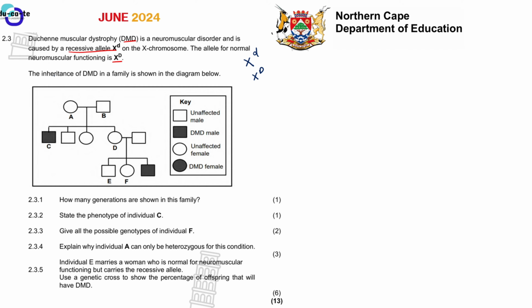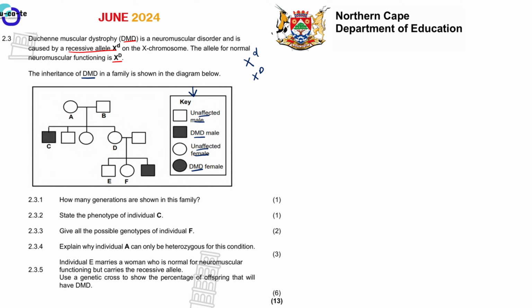So now it says the inheritance of DMD in a family is shown in the diagram below. So here is your key to study. When the circle is empty, then it's an unaffected female. When the square is empty, it's an unaffected male. When the square is shaded, it's a DMD male, a male with Duchenne muscular dystrophy. And when the circle is shaded, it's a female that has got this condition as well.